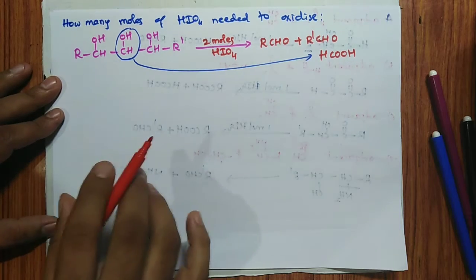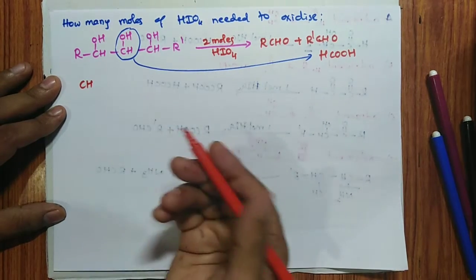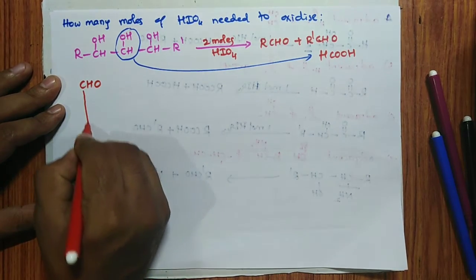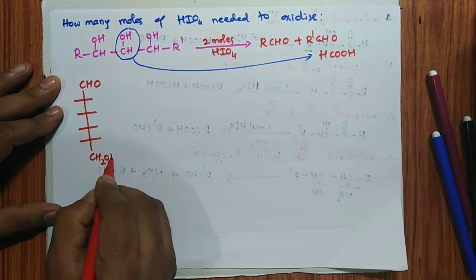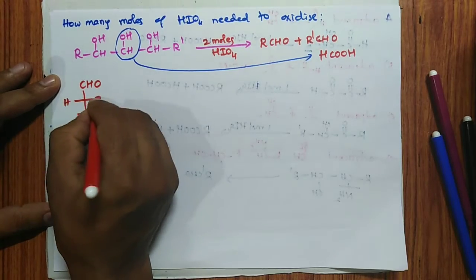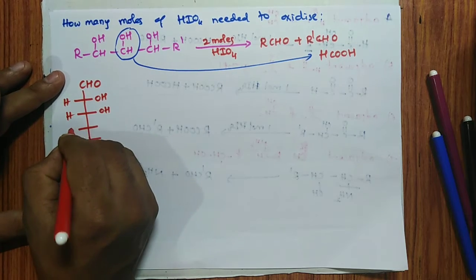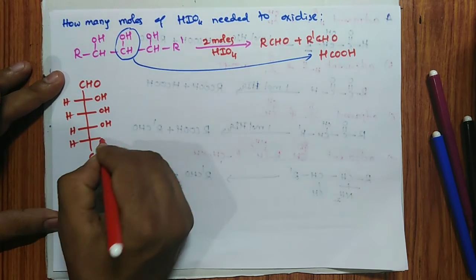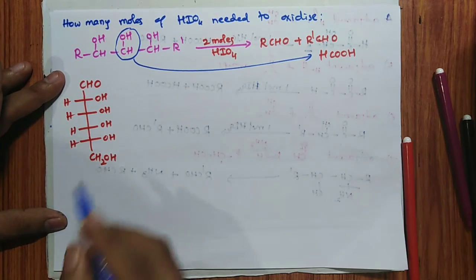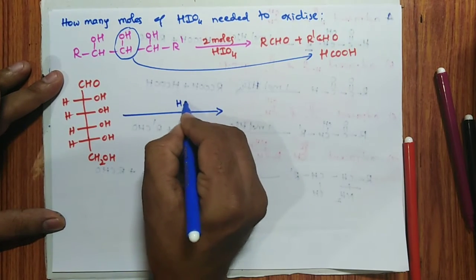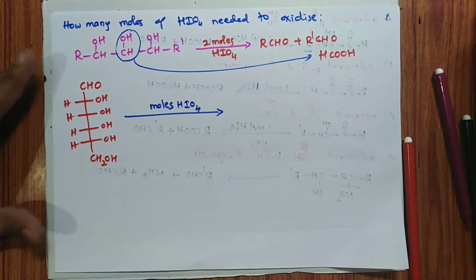Once the question is asked on glucose, C6H12O6, how many moles of HIO4 are needed? I will write it like this, CH2OH. I will not write exactly glucose, I will write the C6H12O6 structure. Any isomer of this particular structure will give the same product. Remember that very important point. Now, this is the group. How many moles of HIO4 are needed?